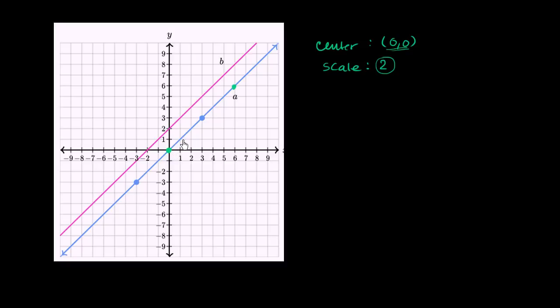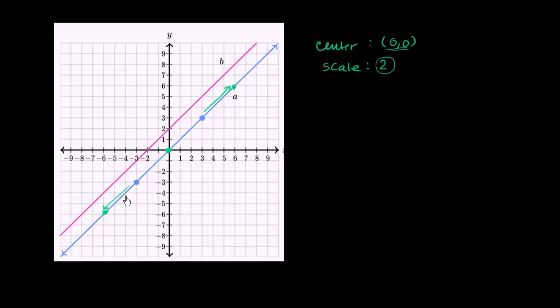Notice, it got twice as far away from the center of dilation. It essentially got pushed out along the line. Same thing for this point. This point is 3 less in the x direction than our center, and 3 less in the y direction than our center. So after a dilation centered at the origin with a scale factor of 2, it's going to be twice as far away. So it's going to be 6 less in the x direction and 6 less in the y direction. Once again, just pushed out.